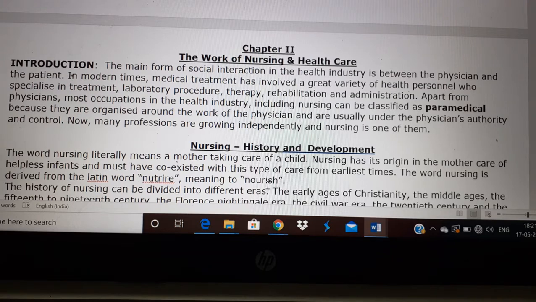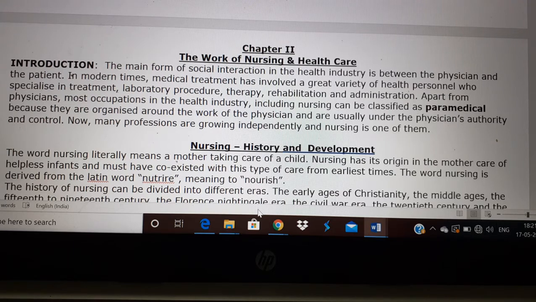Okay, but in modern times, that is these days, medical treatment is not just about the physician and the patient. There are a lot of other health professionals who are working for the benefit of the patient. These people work in treatment, procedures, laboratory, therapy, rehabilitation and administration. So all these people are in different occupations in the health industry, and this includes nursing.